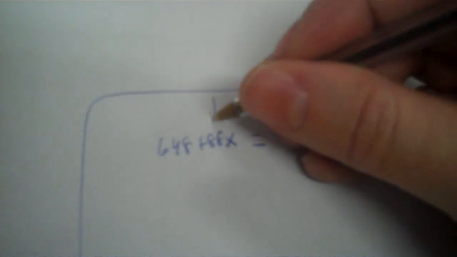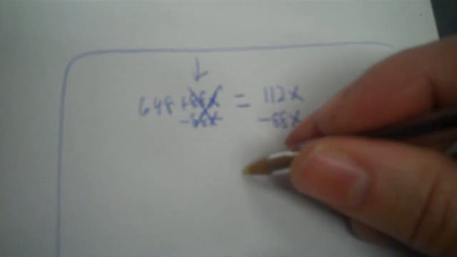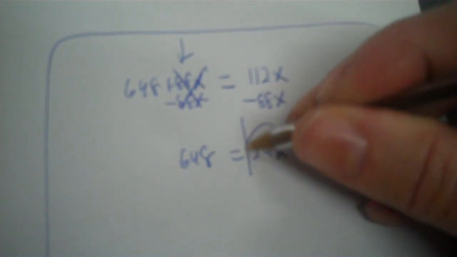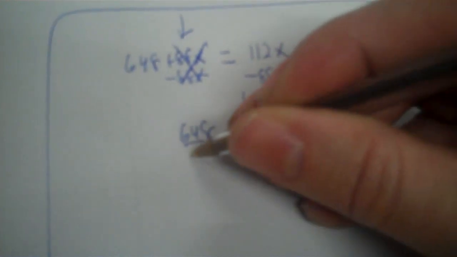So you got x's on opposite sides. You're going to take away the 88x. That takes you to 24x equals 648. Then I divide by 24. And 648 divided by 24 is 27. So 27 months. Now to verify if that's right, you can look at your line. 648 plus 88 times 27 is 3,024. And 112 times 27 is 3,024.